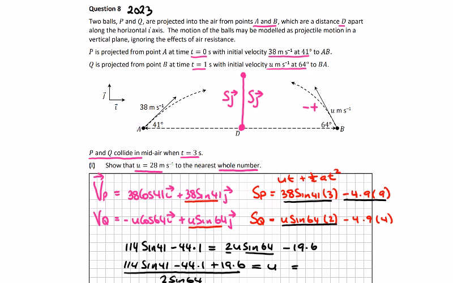And this is equal to, on a calculator, 27.976, 27.98 meters per second. Then we're asked to show that it's 28 to the nearest whole number, so that equals 28.